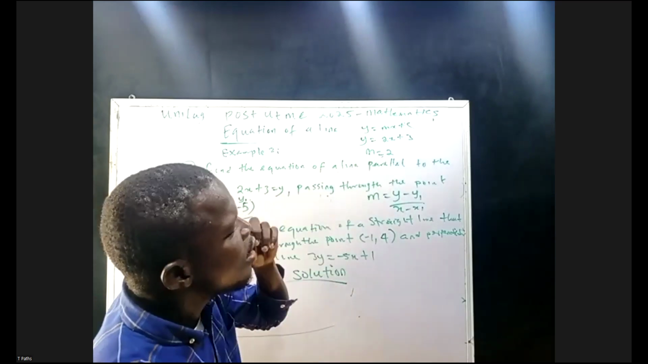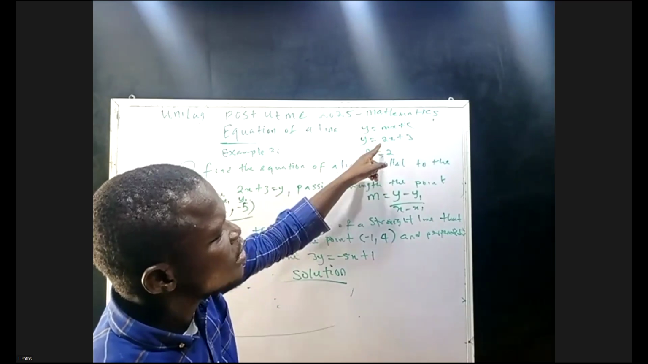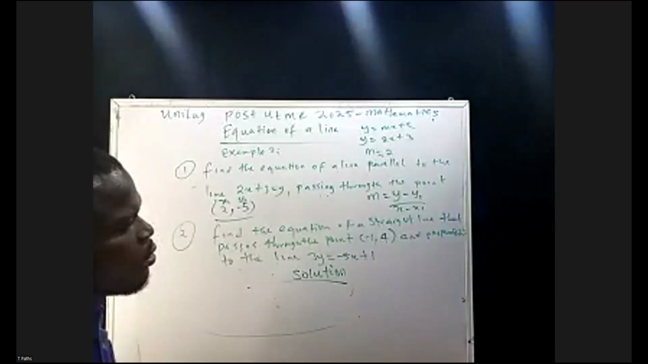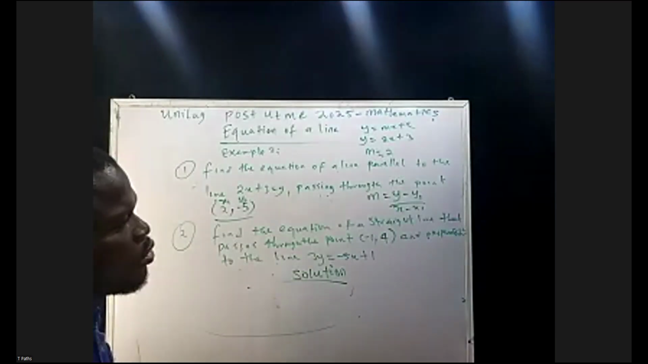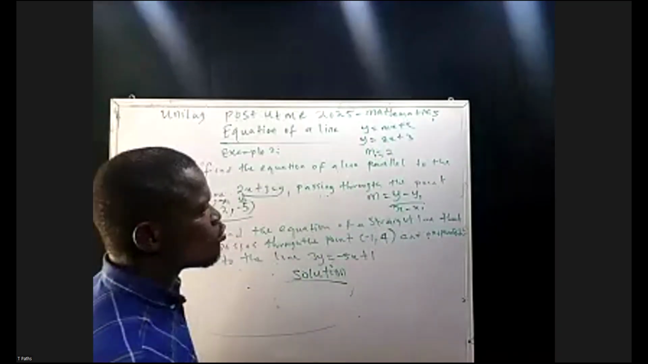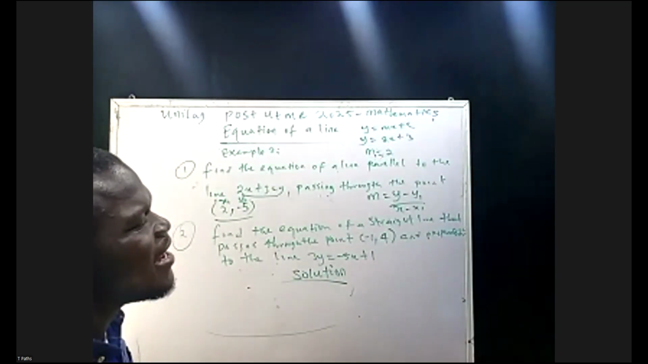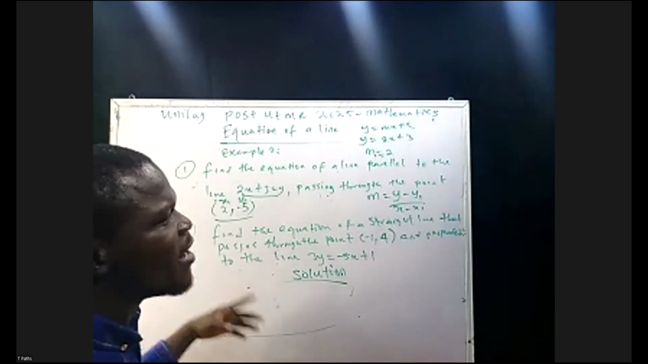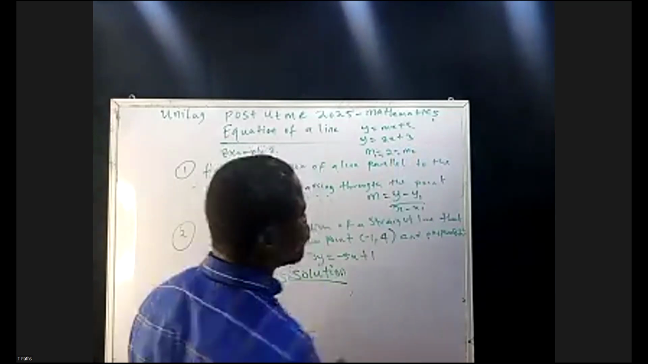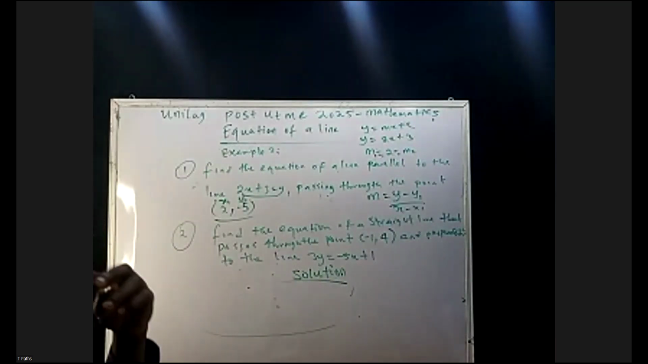If this one is minus 2, you say m is minus 2. You compare the coefficient of x here. Now for this line, m1 is 2. But we said parallel lines, that are parallel, m1 is equal to what? m2. So I can just say this one is equal to m2. True, because they are parallel.